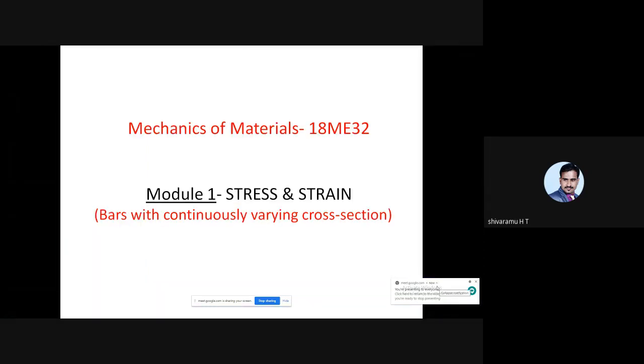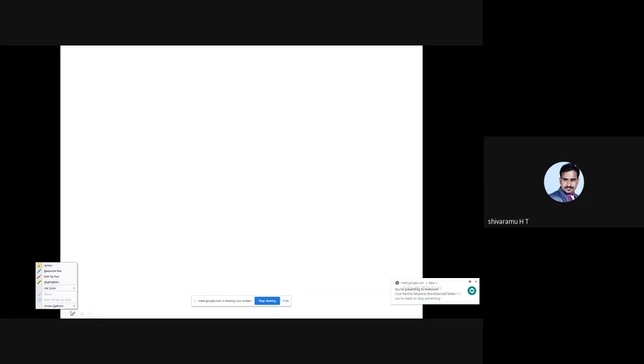So when the cross section varies continuously, an elemental length of the bar should be considered, and a general expression we have to derive based on the given section. So here the bars may be made using a circular section, or it may be in the form of the rectangular section. So there are two varieties of the bars with a varying cross section. One will be a rectangular bar.